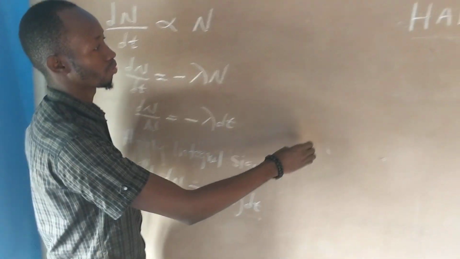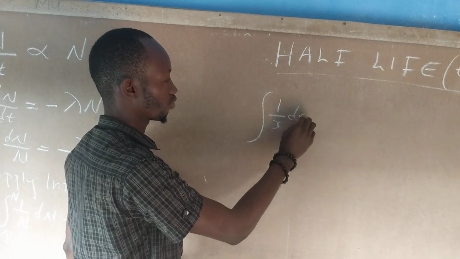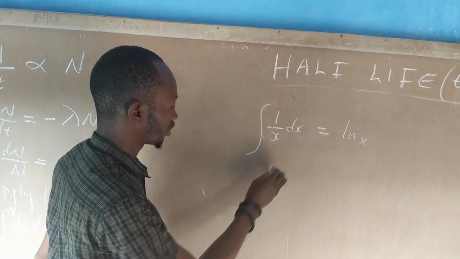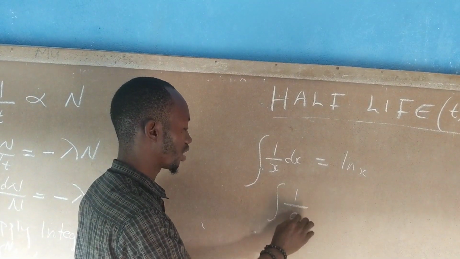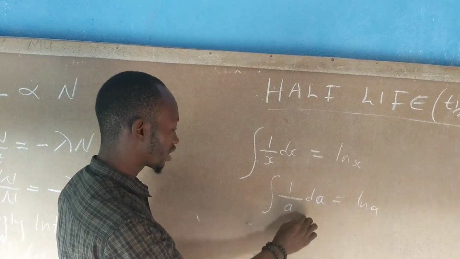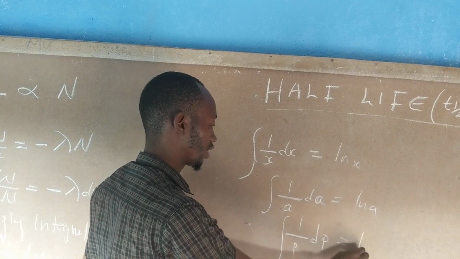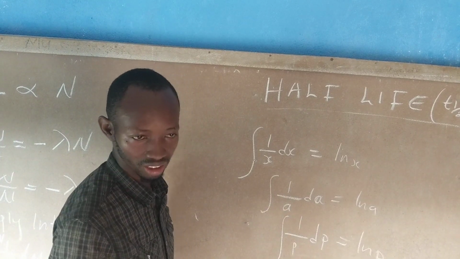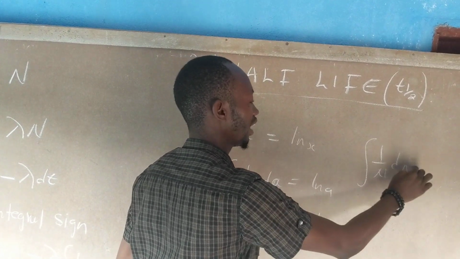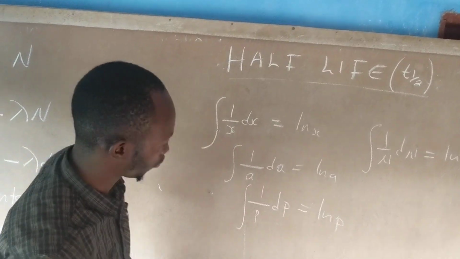But mind you, if we integrate 1 all over x in terms of the derivative of x, it is going to be ln x. We have to capture this. Similarly, if you integrate 1 upon a, the da, it is going to be ln a. If you integrate 1 upon p in terms of the derivative of p, it is going to be ln p. We have to take note of that. So in simple sense, if we integrate 1 all over n, the dn, we all know it is going to be what? Ln n. So we have to take note of this.